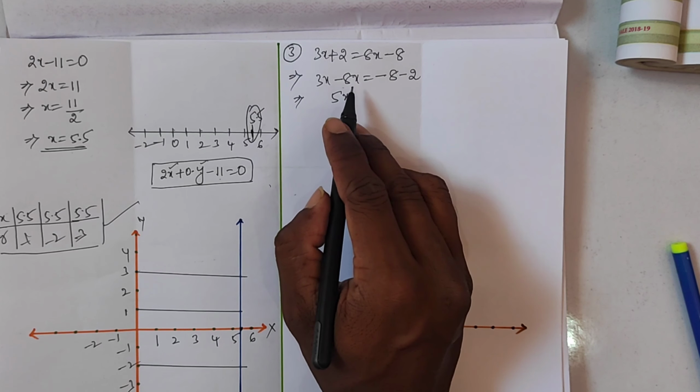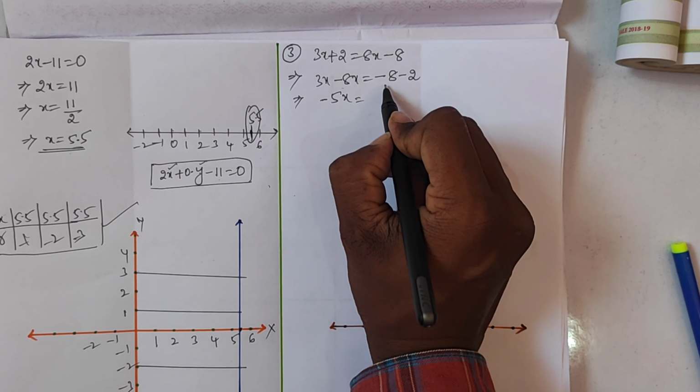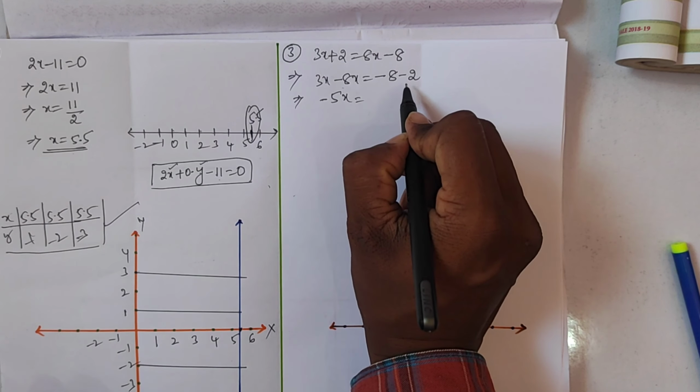Compare now 3 and 8, which is greater? 8, and having which symbol? Minus is equal to. Here we have two negative values. Two negatives we can add. Minus 8 minus 2 becomes minus 10.